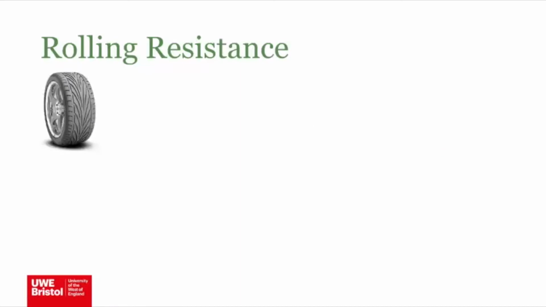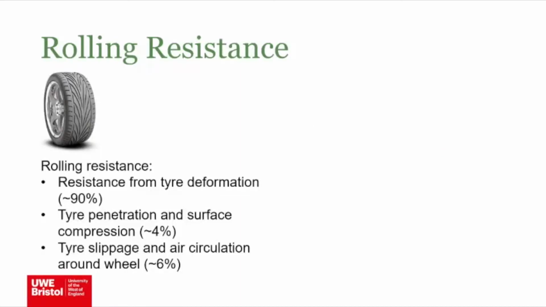What about rolling resistance? Well, I mentioned that. It's from the deformation of the tyre, predominantly, obviously penetration, surface compression, and then slippage and air circulation around the wheel. Obviously, the rim design has quite a big impact. You've got 6%. That's why often electric cars will have quite different types of wheel designs, all around trying to minimise that air circulation. So that's why a lot of the Formula 1 cars this year have those wheel covers, and a few years ago they all had wheel covers as well. It's the same thing, trying to minimise the drag around a rolling wheel.